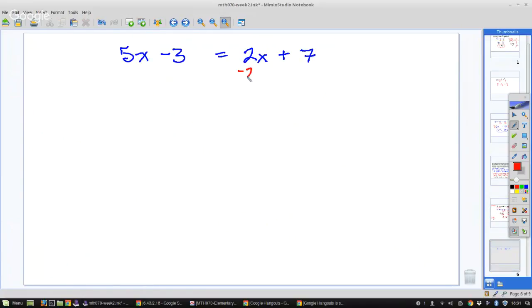So I'm going to take this 2x, subtract it. I'm subtracting it because it's connected by addition and it's positive. 2x minus 2x is 0, so I want it to go away. So I have to subtract 2x on that side.